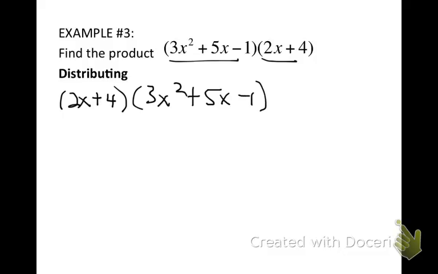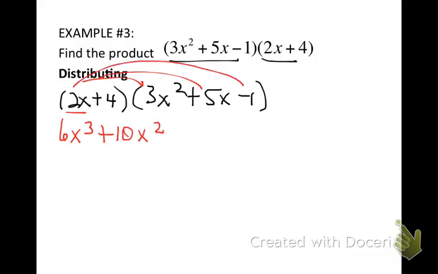Now I'm going to color code a little bit. So what you do is you take your first term in the first expression, the 2x, and you're going to multiply it by each term in that second expression. So we will get 6x cubed. 5x times 2x is 10x squared, and then minus 2x.